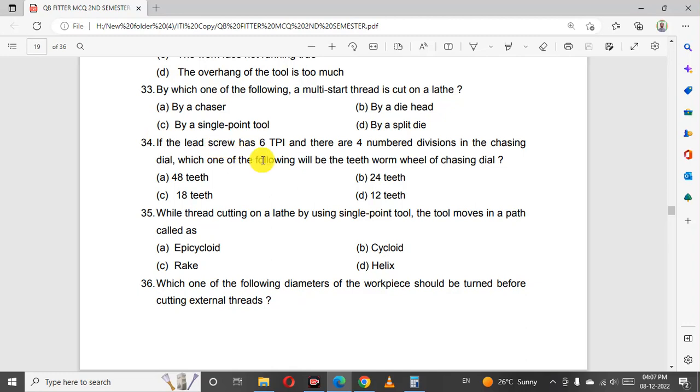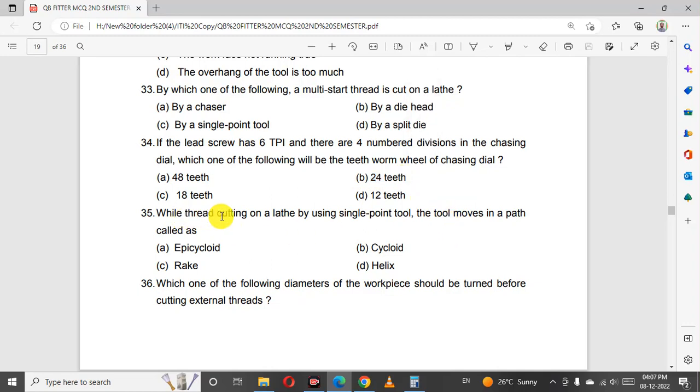If the lead screw has 6 TPI and there are 4 numbered divisions on the chasing dial, which one of the following will be the teeth of the worm wheel of the chasing dial? 24 teeth.